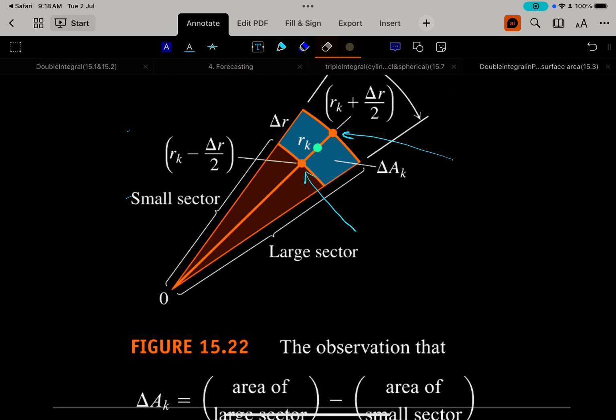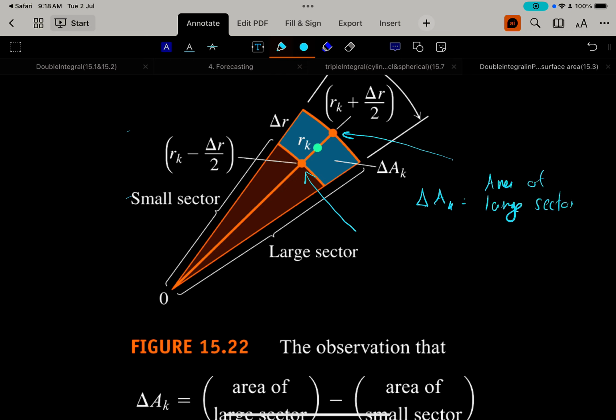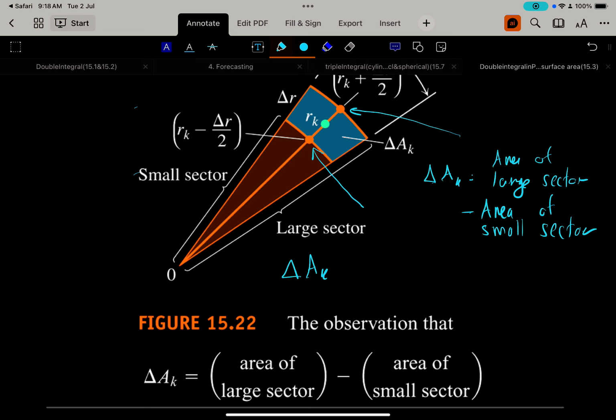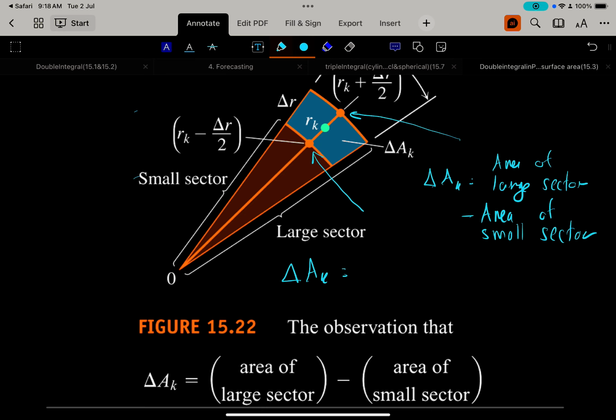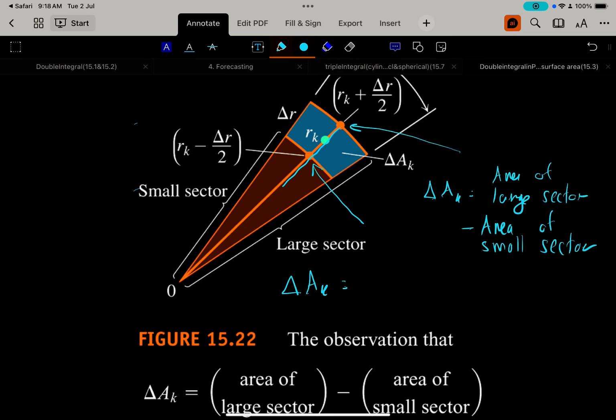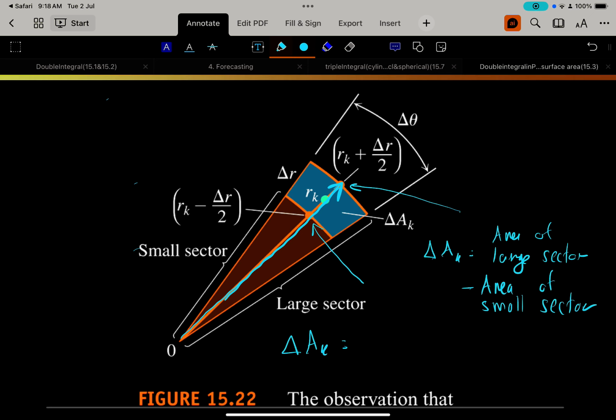Okay, so now let's try to do this. We said delta AK equals area of large sector minus area of a small sector. And now what is the area of the large sector? It's basically this point. This is the R here. So this is R for our large sector, and also we have here delta theta.